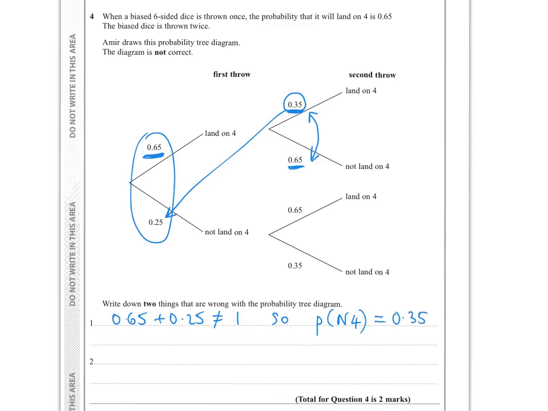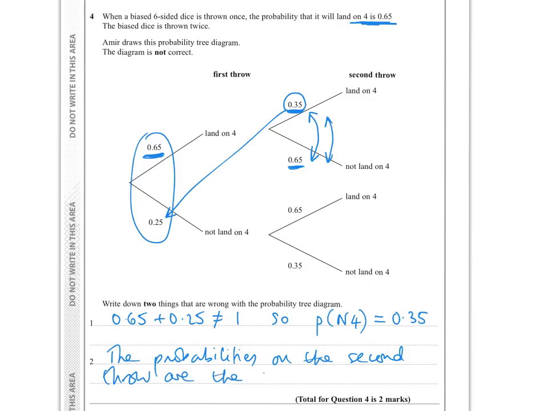And the second mistake is here, which I identified reasonably quickly, only from the fact that we've got this, which is quite key here, is that the probabilities on the second throw are the wrong way round. Okay, so that wasn't too bad a question.